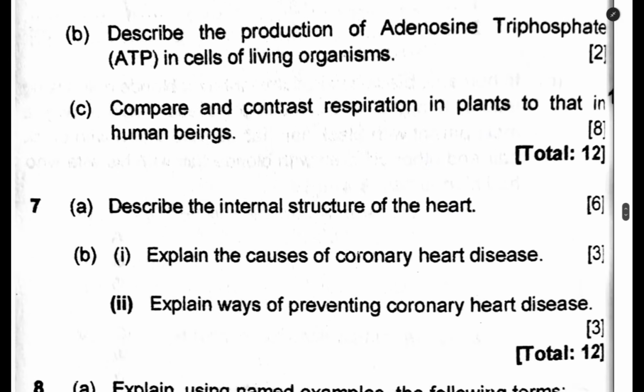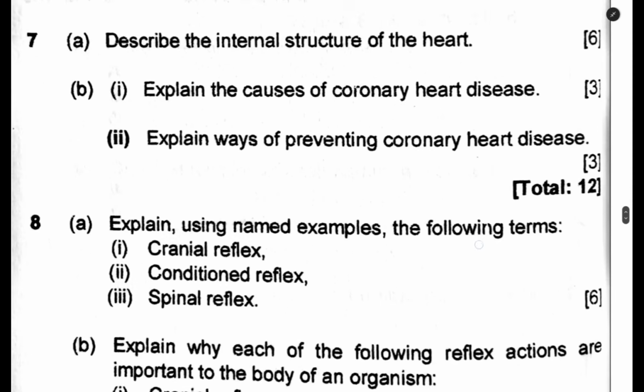Then question 7, describe the internal structure of the heart. Describing the internal structure of the heart, we are talking of what is found inside the heart and their functions. That is how you do it. Then B, explain the causes of coronary heart diseases. Explain ways of preventing coronary heart diseases.